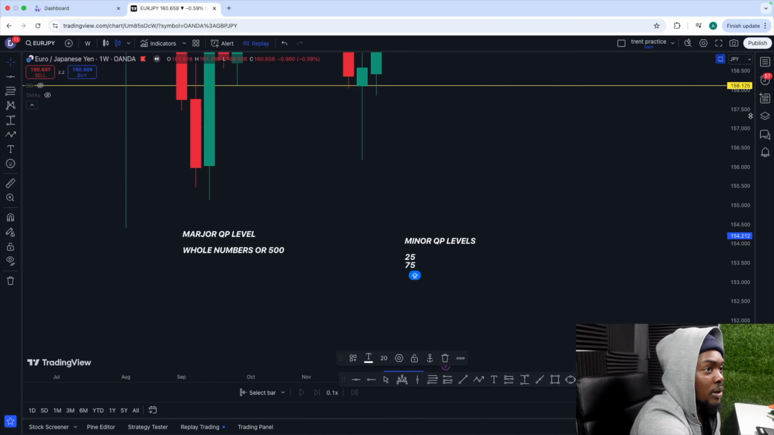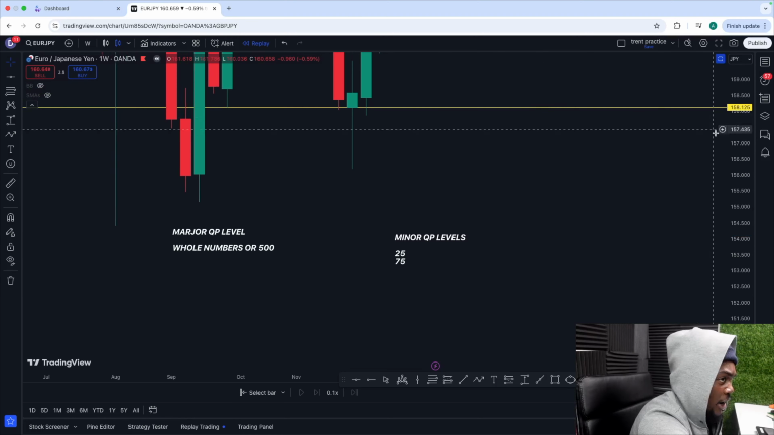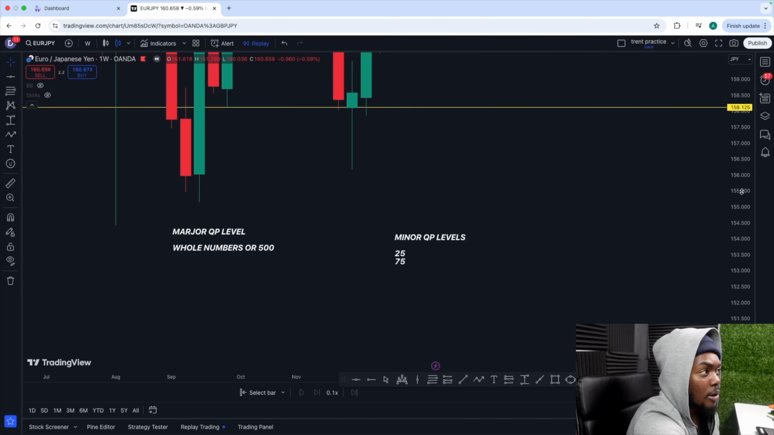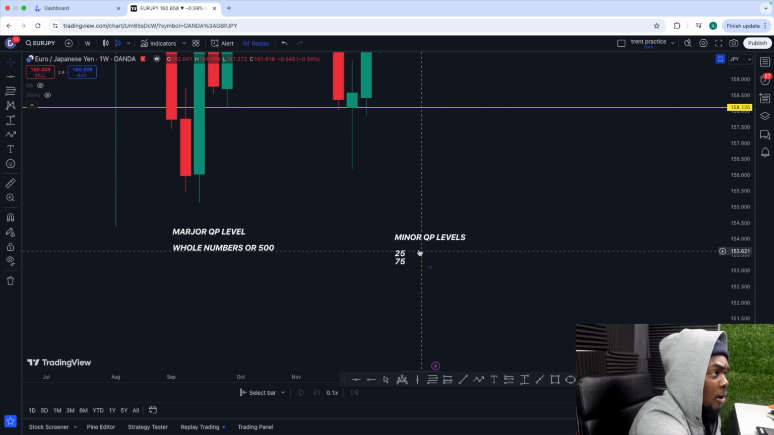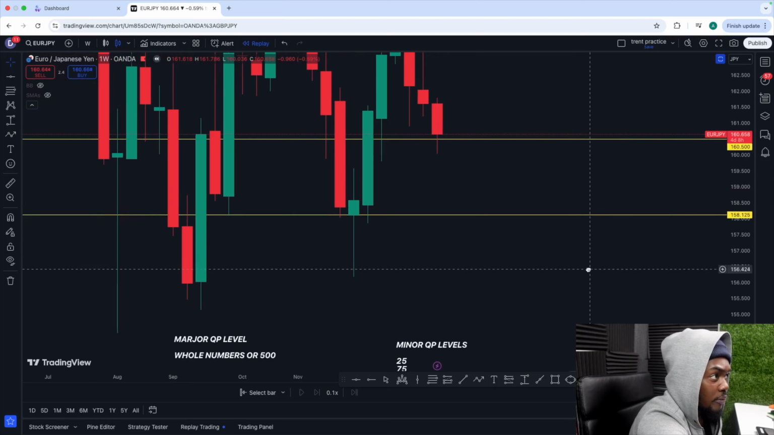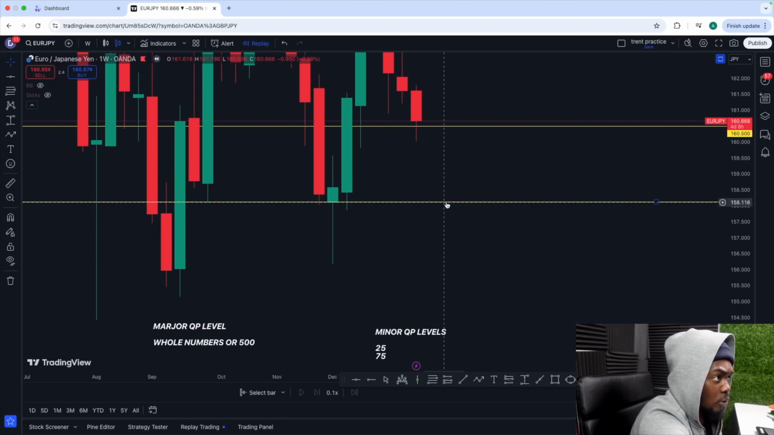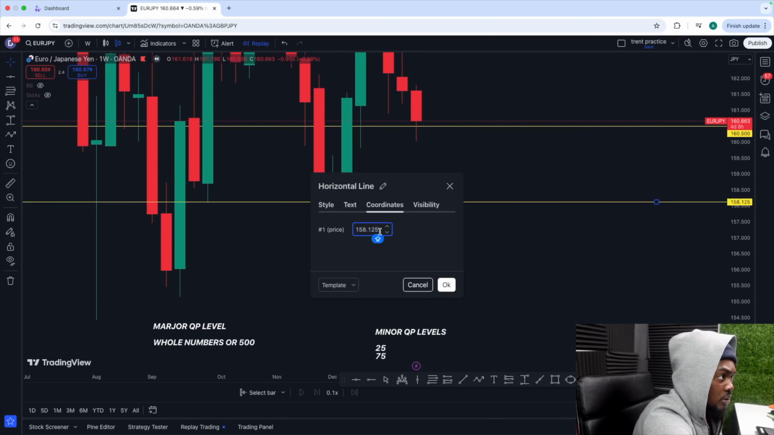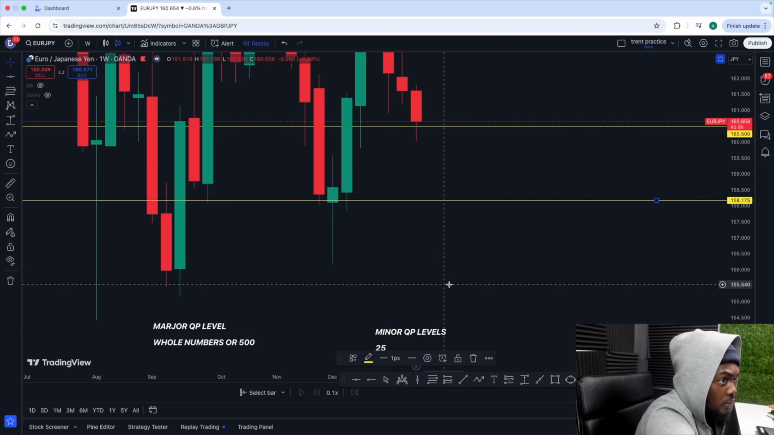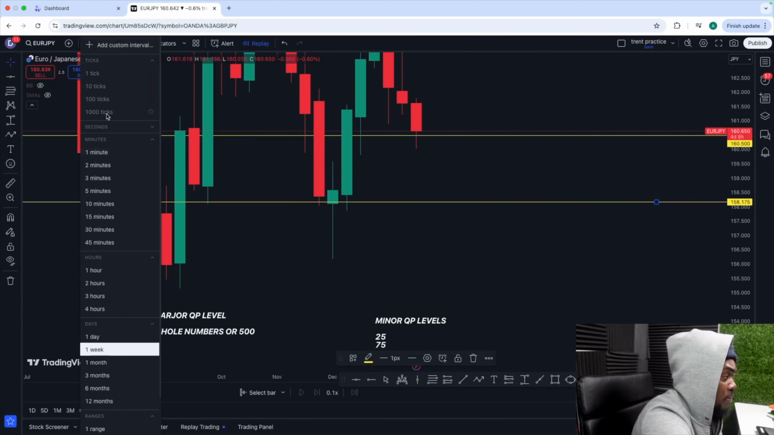So basically what this means again is we look right here on the right side at our price point. All of my major QP levels will line up with any of my whole numbers or any of my 500. So 155.500 price points. All of my minor QP levels will be, for example here, 158.125 would be a minor QP level. Or if I wanted to find the 75, let's change this to 175. And this will also be a minor QP level, 158.175.